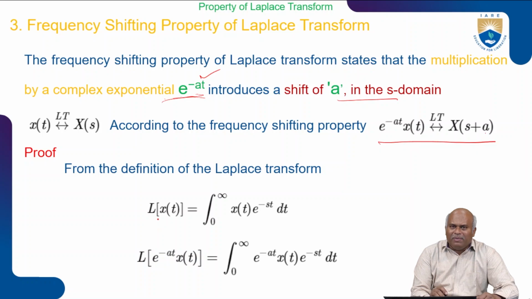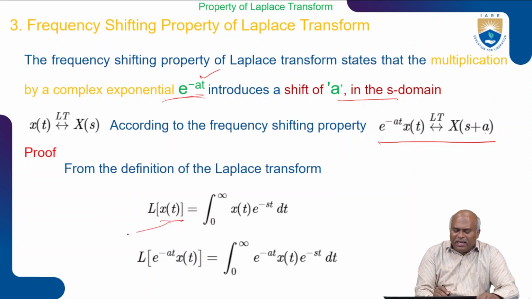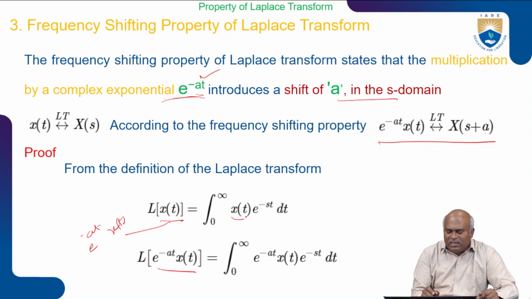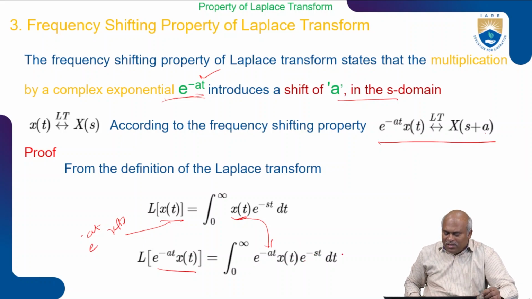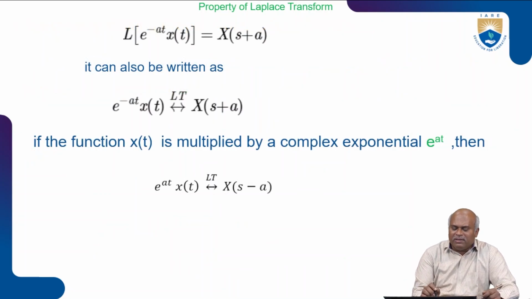So I take the Laplace transform of x of t equal to integration from 0 to infinity x of t e power minus st dt, because we are dealing with unilateral. Now instead of x of t, I should substitute e power minus at x of t here. So I substitute for the integration from 0 to infinity e power minus at x of t e power minus st dt. Now we need to simplify this equation.